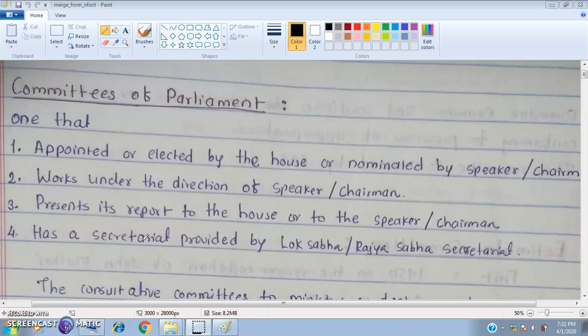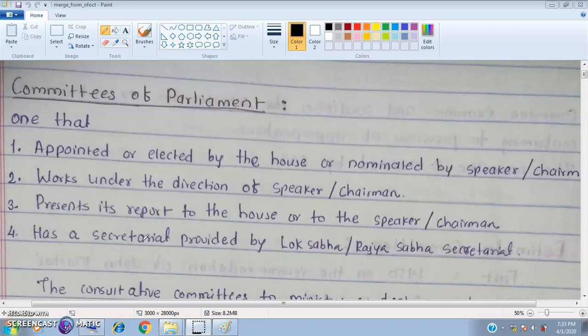We have seen that the prime function of Parliament is the legislative function, that is making laws. But Parliament is not limited to the legislative function alone. In addition to making laws, Parliament is engaged in performing many other functions of substantial importance. And invariably, Parliament performs these other functions through its committees. Now there are certain conditions for a committee to be called a committee of Parliament.